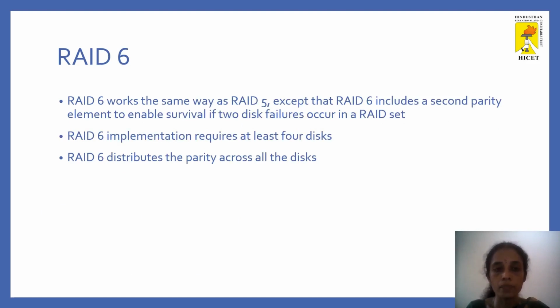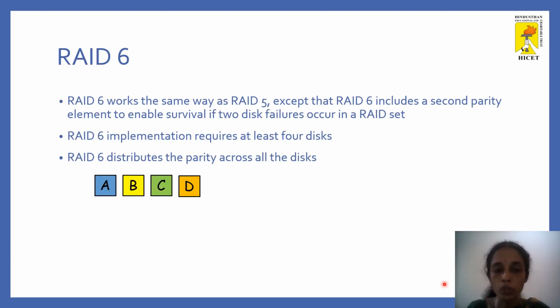RAID 6 works the same way as RAID 5, except that RAID 6 includes a second parity element in order to survive 2 disk failures. RAID 6 requires at least 4 disks. It distributes the parity across all the disks. You call it P plus Q parity.